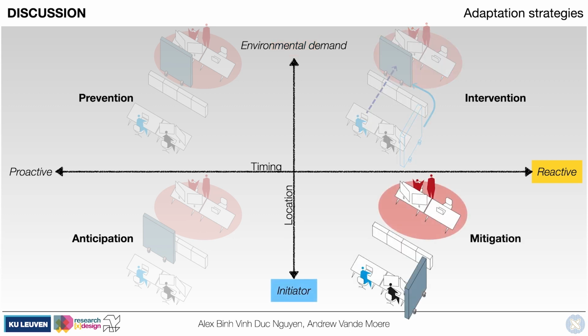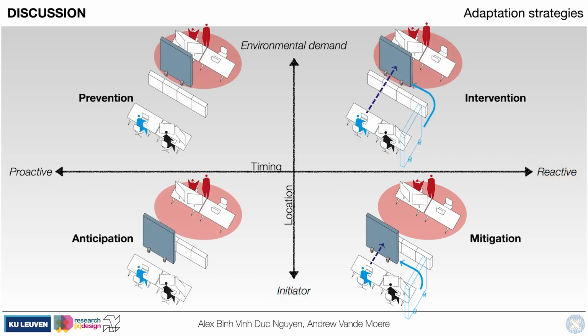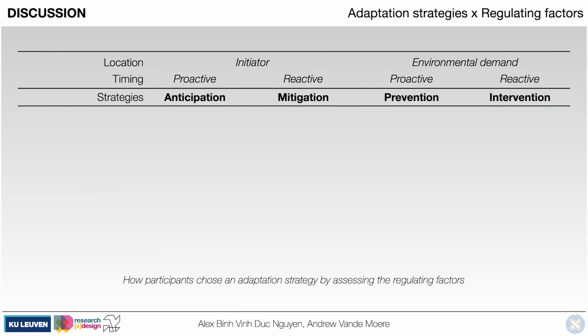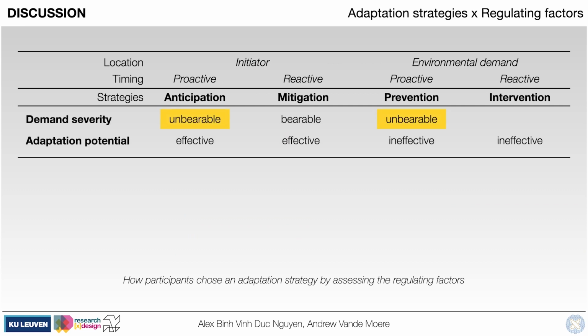The last strategy of mitigation involves initiating an adaptation around the initiator to improve its environmental resources in response to an ongoing demand. We thus propose that these adaptation strategies can be used as a spatiotemporal model to distinguish among distinctive typologies of robotic manifestations in how occupants perceive them. Evidently, our qualitative insights revealed the causal relationships between the 6 regulating factors and these 4 adaptation strategies. For example, when the demand severity was expected to be unbearable, participants opted for proactive adaptations to best prepare for it.